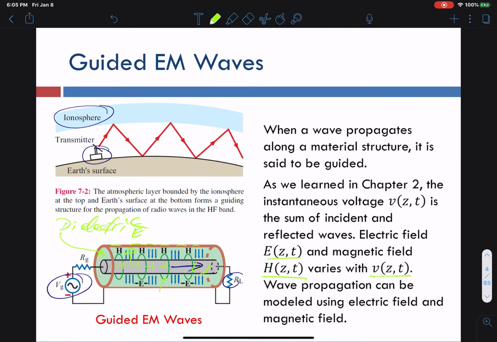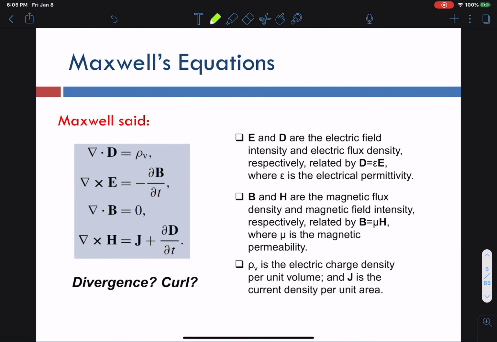We learned about them in chapter 2. And in chapter 6, we introduced Maxwell's equations, right? So this is the time domain Maxwell equations, four of them. And what are they? We learned about that. E is the electric field intensity. D is the electric flux density.